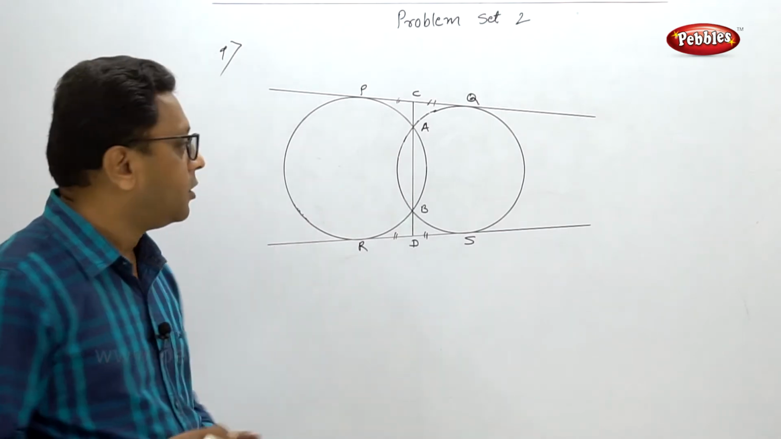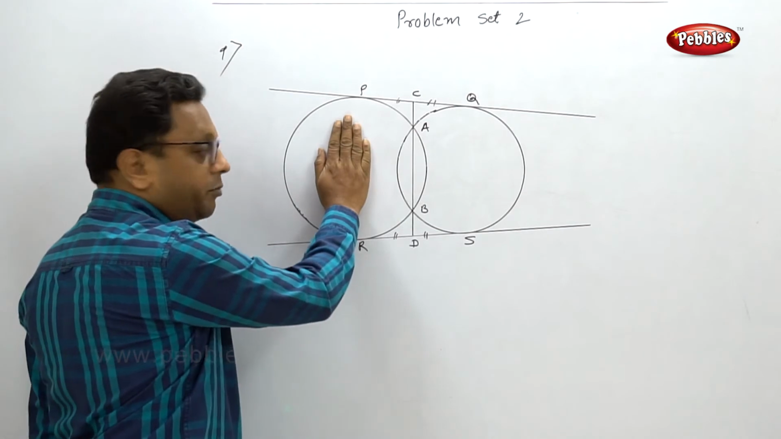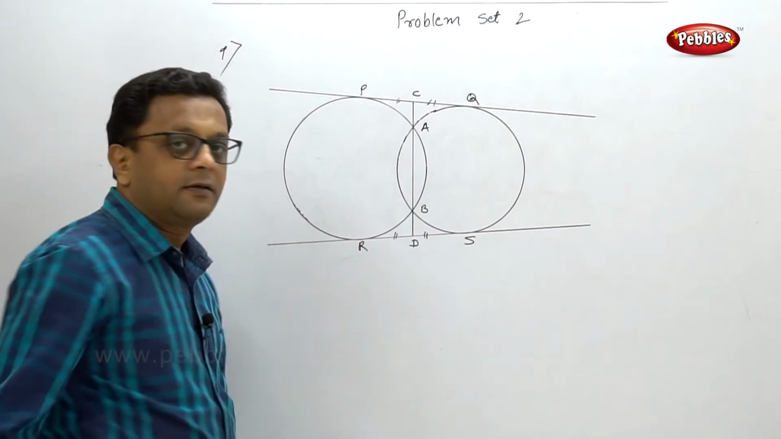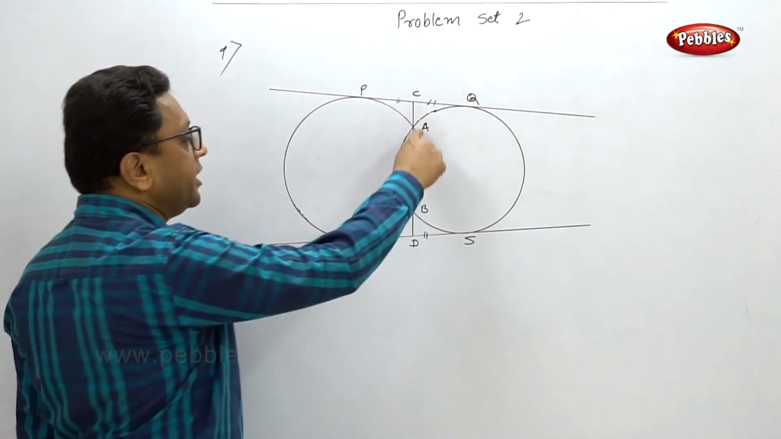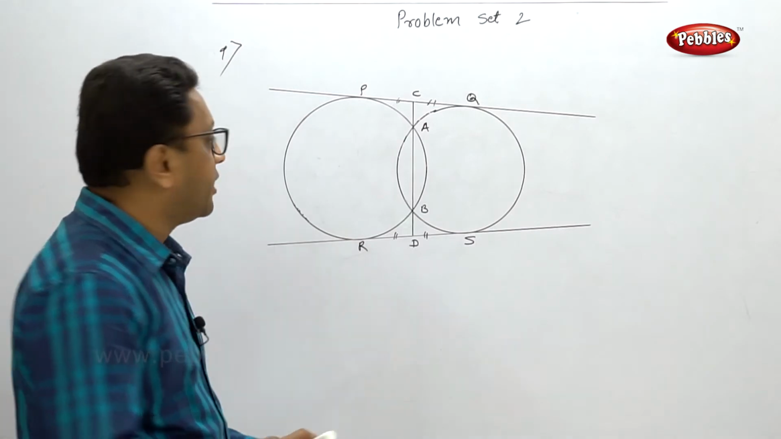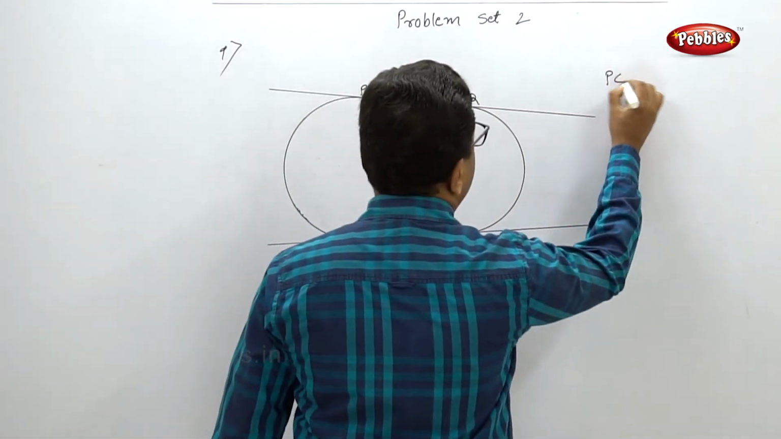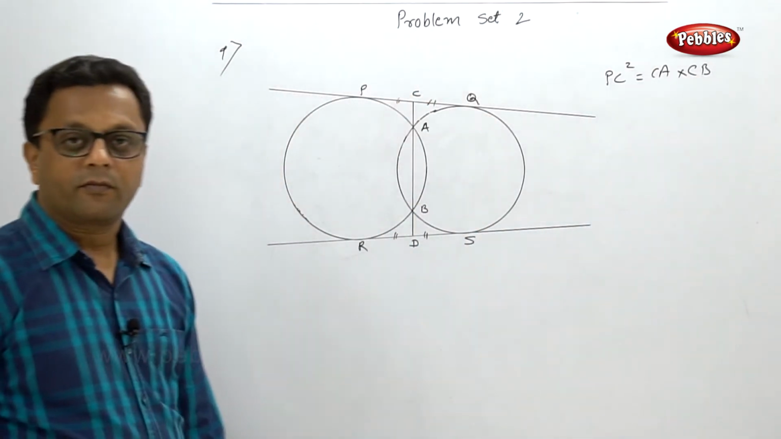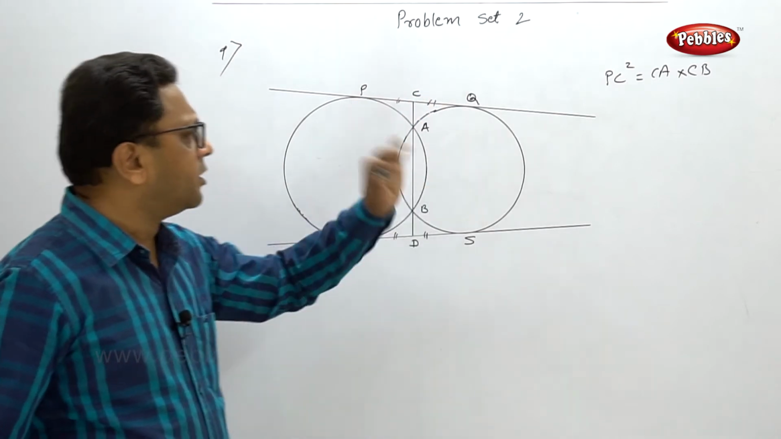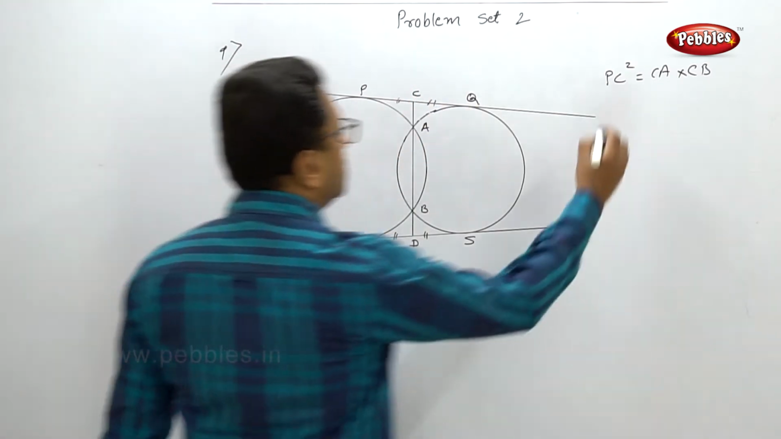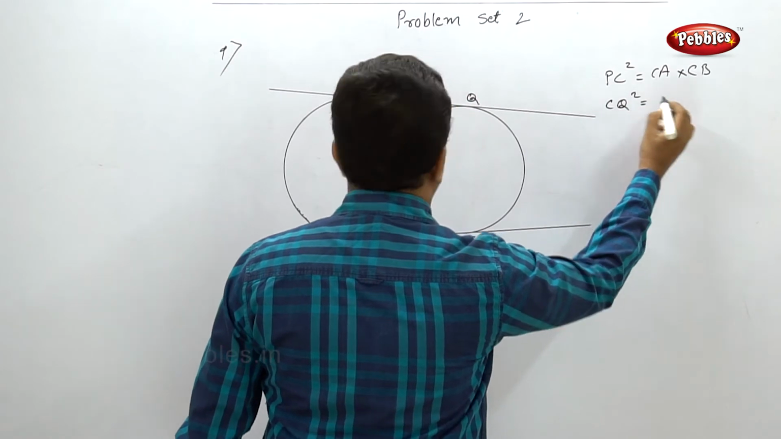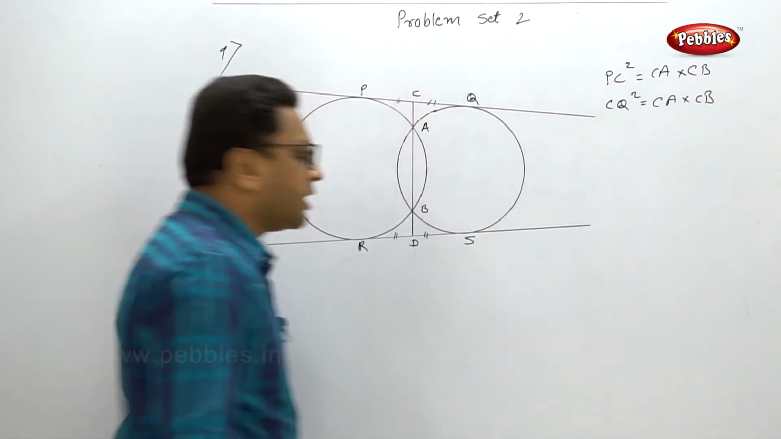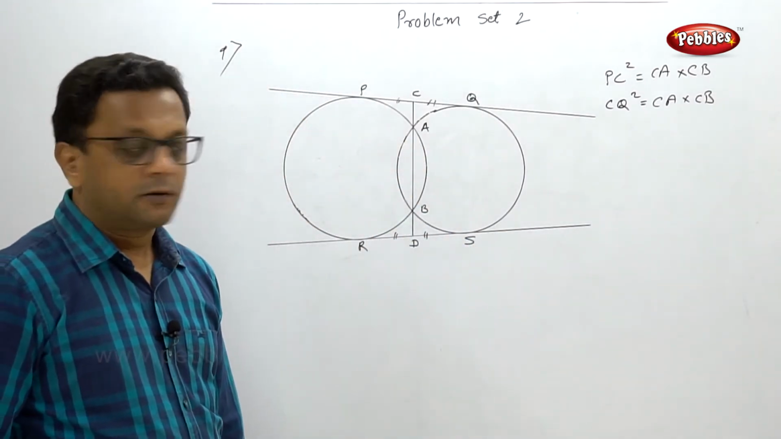Very simple example. First look at this bigger circle. This PC is a tangent and CD is a secant, so it is intersecting in A and B. So by tangent secant theorem, we already know that PC square is equal to CA into CB. Correct? And now in this circle, we know that CQ square is again equal to CA into CB, because this secant is common to both the circles.